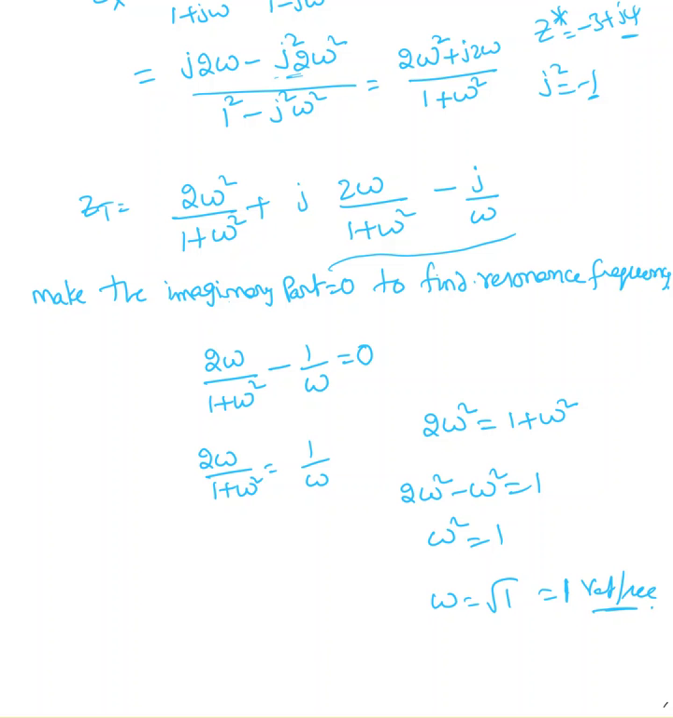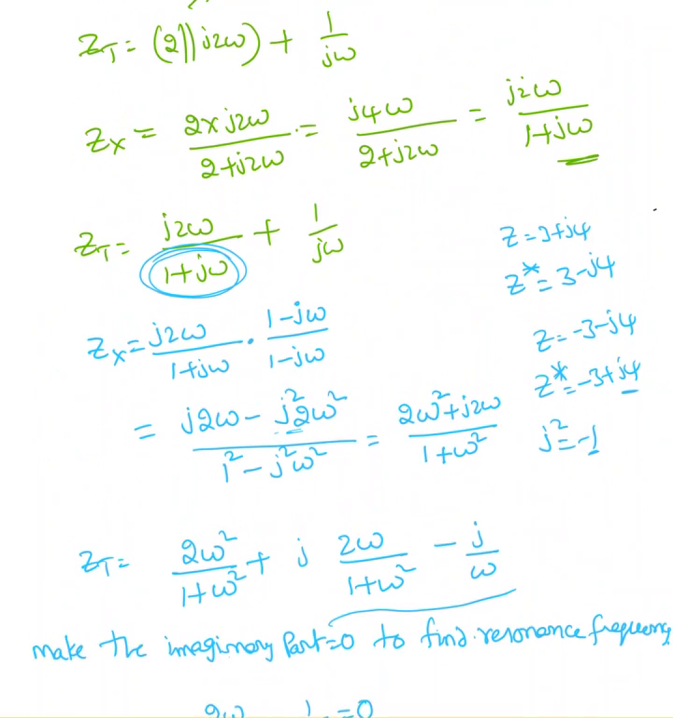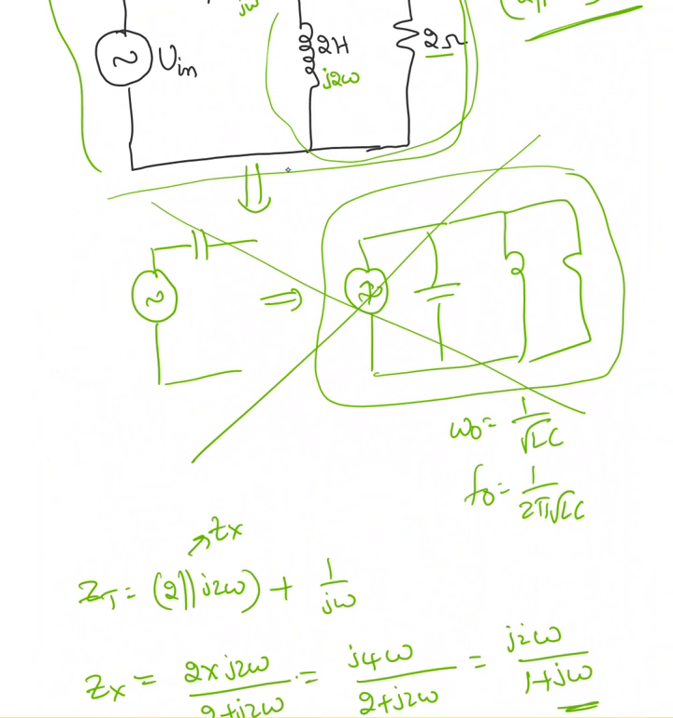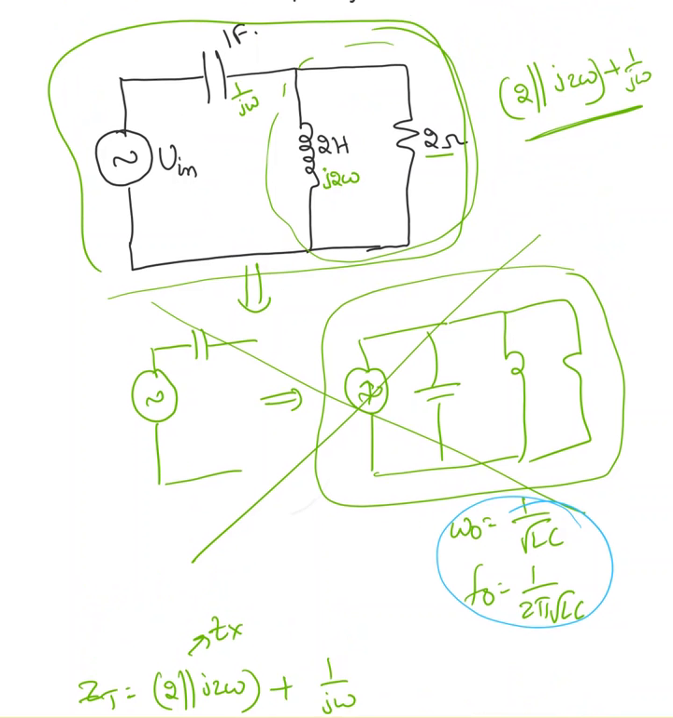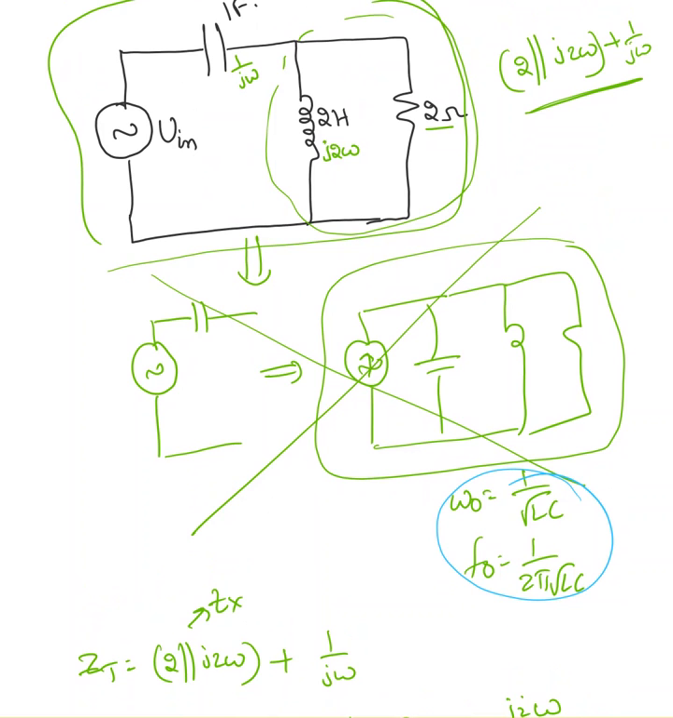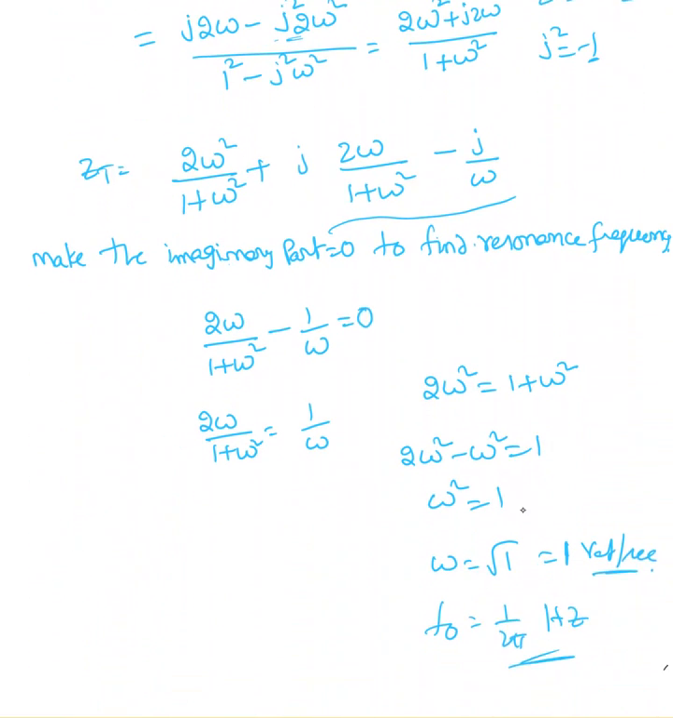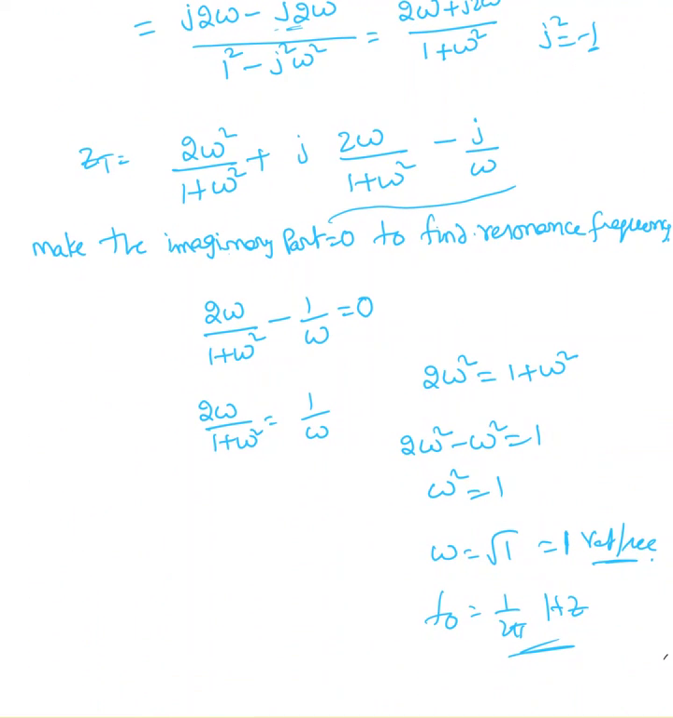And f naught equal to 1 over 2 pi, basically 1 over 2 pi hertz. This is the resonant frequency for this given circuit. So as I mentioned, an important point: never ever transform the circuit to make it simple, and never ever use this formula to find the resonant frequency. Say if I use this formula, what is the resonant frequency here, which is 1 over square root of 2 times 1, so it is 1 over square root 2. Do we have that number? No, I found omega equal to 1 radian per second.